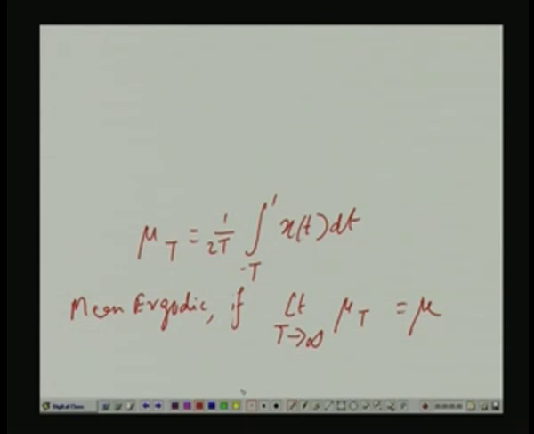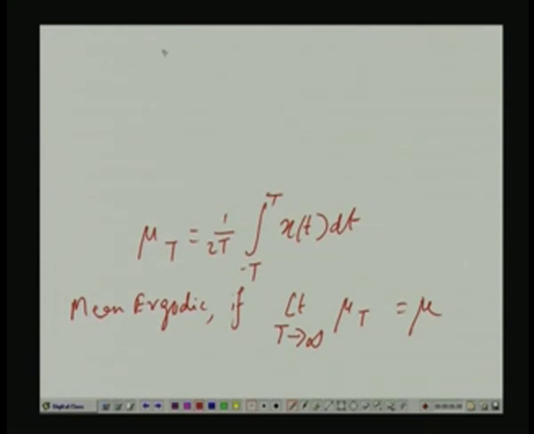You see, given any x(t), if you carry out this integral from minus T to T, divided by 2T, you get mu T. Naturally, mu T is a random variable, because next time you have another observation of the process, say another x(t), you carry out the integration, you get another value of mu T, and so on. So, mu T is a random variable.